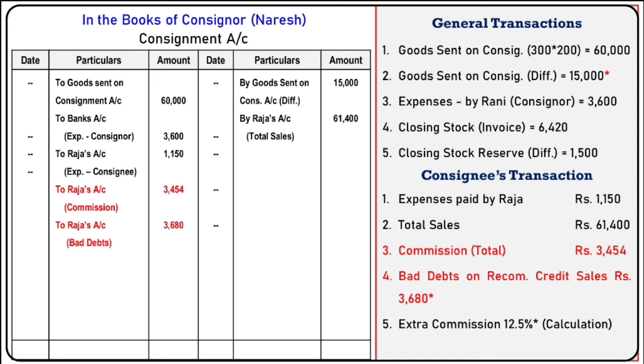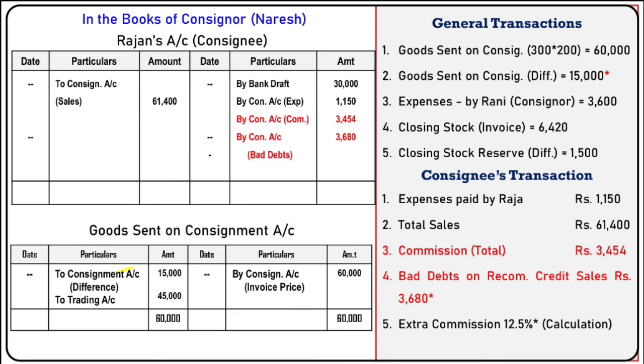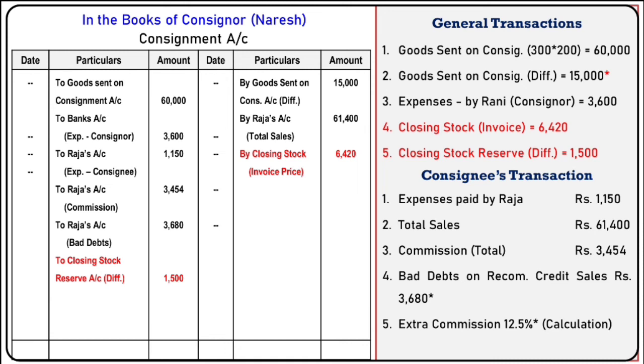Commission and bad debts, consignment account માં debit side, consignee's account માં credit side. તો expenses, commission, bad debts, consignment માં debit side, consignee માં credit side. તો આ થઈ ગયું આપણું commission અને bad debt. હજુ એક ટ્રાન્ઝેક્શન બાકી છે. શું છે? Closing stock. So closing stock with invoice price is credited to consignment. Difference in cost and invoice is debited to consignment account as a closing stock reserve difference.